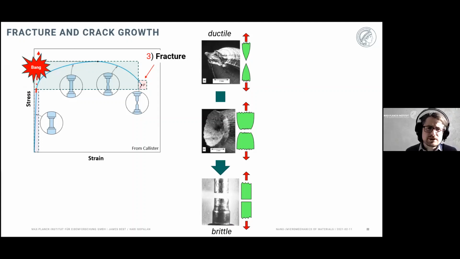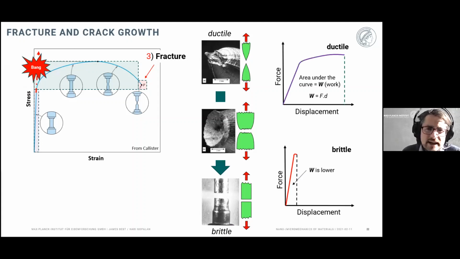And so what we can imagine then is that we have a connection to the energy of the system in the failure of the material. And this is indeed exactly what we see. So if you look at force displacement, which as we know is the analog now of stress strain for ductile and brittle materials, what we see is that the work, or the mechanical work, is the integrated area under the curve, which is equal to the force multiplied by the displacement.